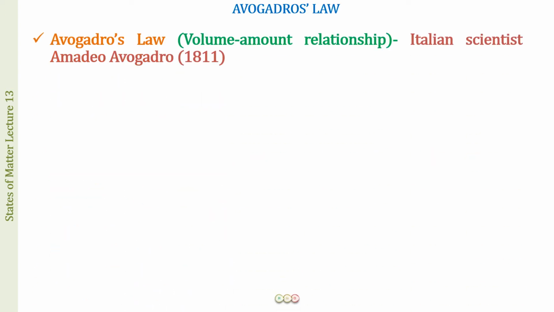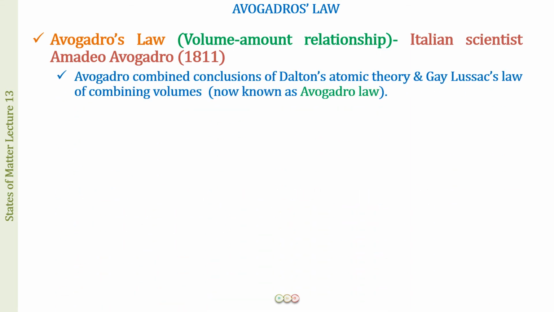Avogadro's law is based upon the results of two very important things that were known to Avogadro. Those two things were Dalton's atomic theory and the Gay-Lussac law of combining gaseous volumes. The results he got from these two, when he combined them, gave us a statement that is known as Avogadro's law.